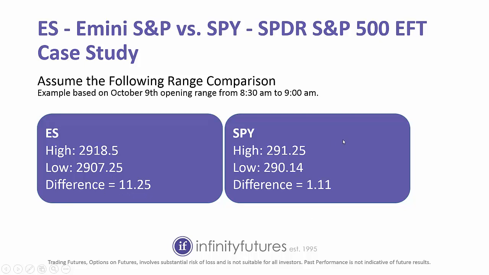On the SPY side, we had a high of 291.25, a low of 290.14 for a difference of $1.11. And you can see that these prices are very, very similar. They track the same benchmark S&P 500 stock index. The decimal point difference is simply due to the math of the two instruments.